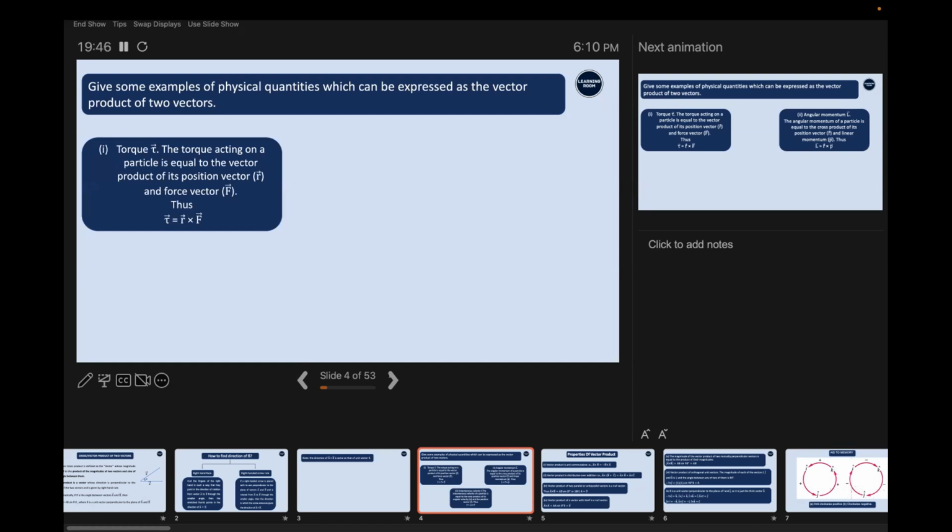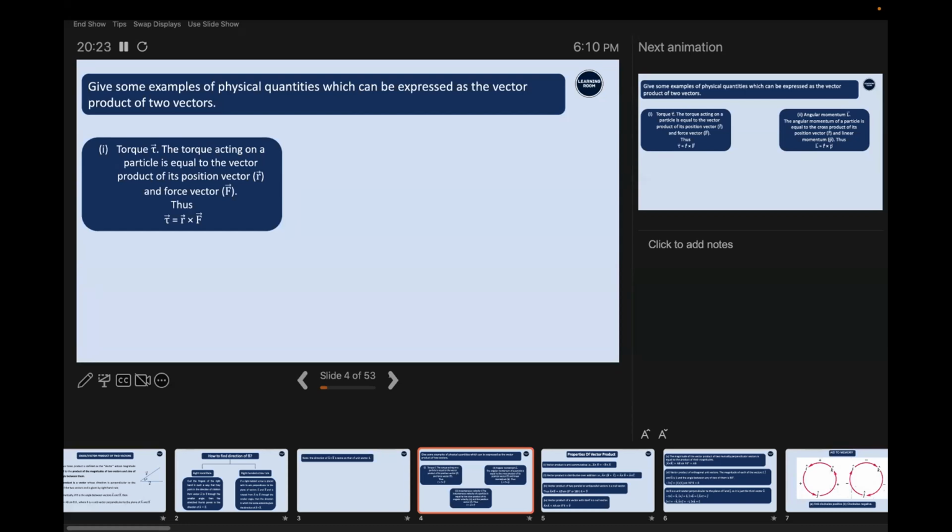So torque is defined like this. The torque acting on a particle is defined as the vector product of its position vector and force vector. So position vector is R and force vector is F. If you write R vector cross F vector, you call that the torque vector. So torque is one such physical quantity which is the result of the cross product of the position vector and the force. About this, we will be discussing under a chapter named System of Particles and Rotational Motion.